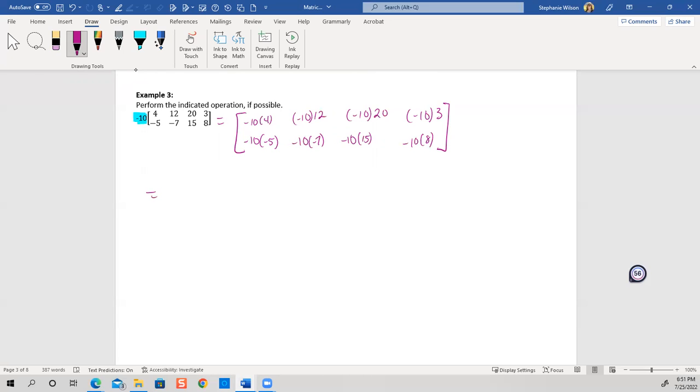So negative times positive is negative, and 4 times 10 is -40. Again, negative times positive is negative. 10 times 12 is 120, so -120. And then -10 times 20 is -200, right? And then -10 times 3 is -30. -10 times -5 is +50. -10 times -7 is +70. -10 times +15 is -150. -10 times +8 is -80, and that is our answer.